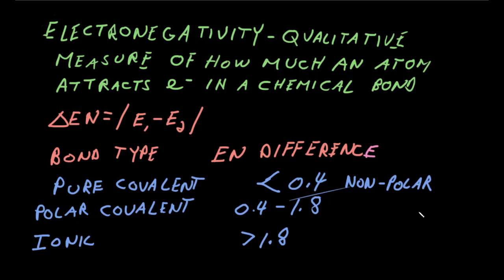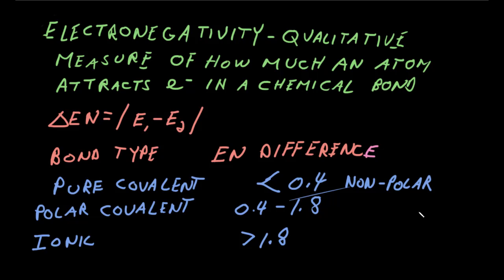Electronegativity is a qualitative measure of how much an atom attracts an electron in a chemical bond. This is a unitless number, and you can get electronegativity values from many tables. You can go ahead and Google it. Most of these electronegativities, Linus Pauling is really given a lot of credit for this.